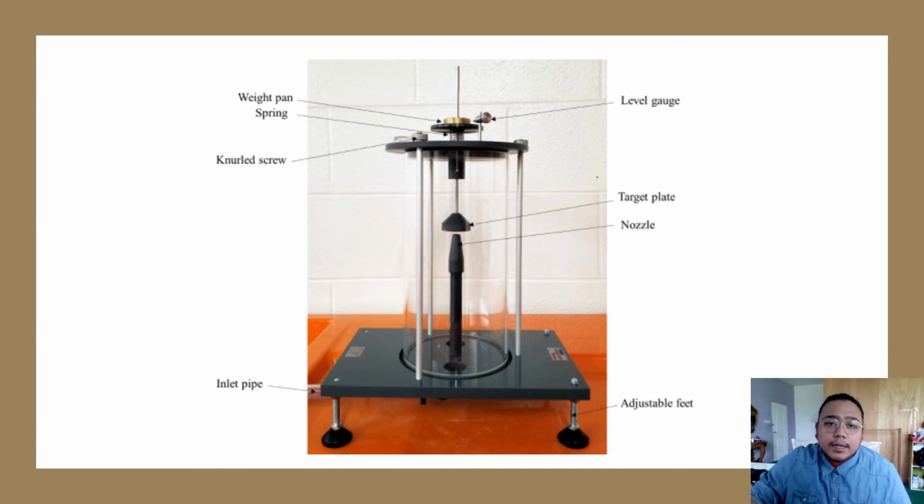Next, this is a clearer view of how the apparatus setup will be. We have the weight pan right here, the spring, a knurled screw, the level gauge, target plate, nozzle, inlet pipe, and also the base with adjustable feet.